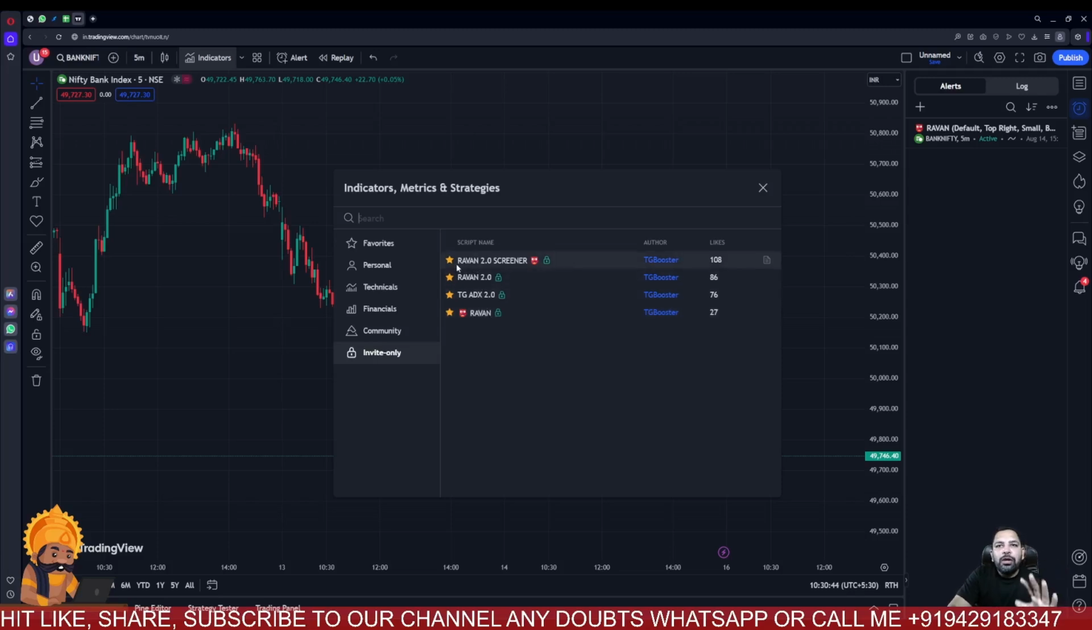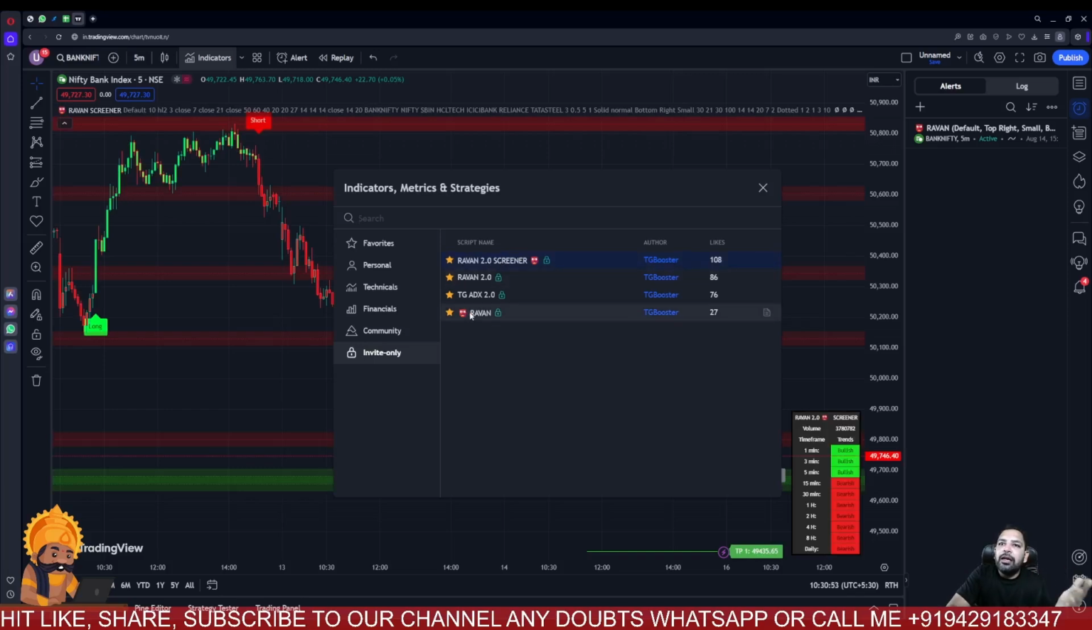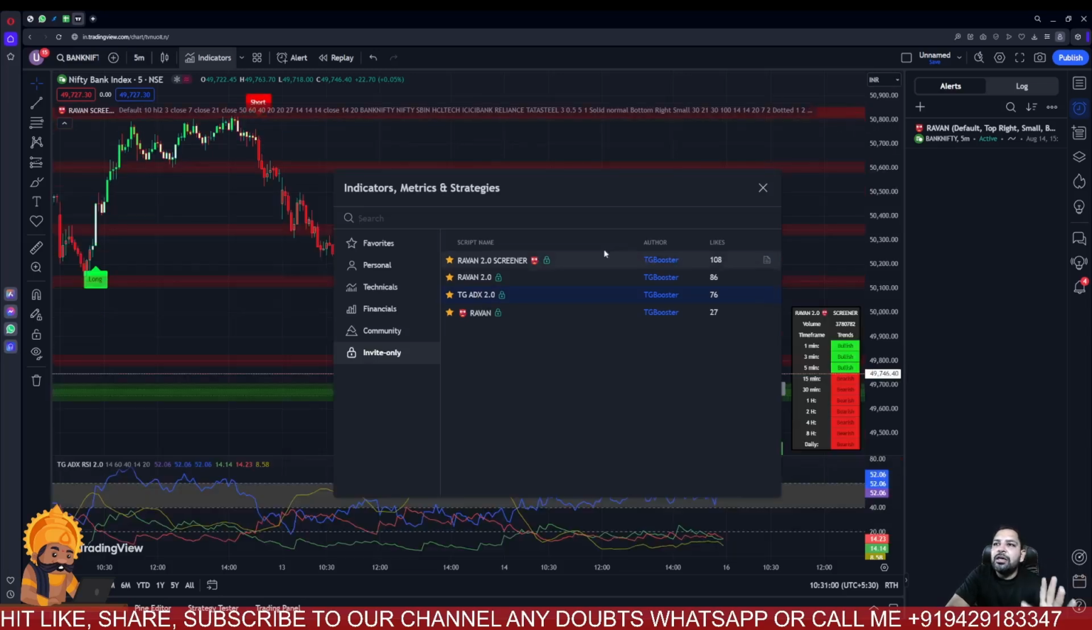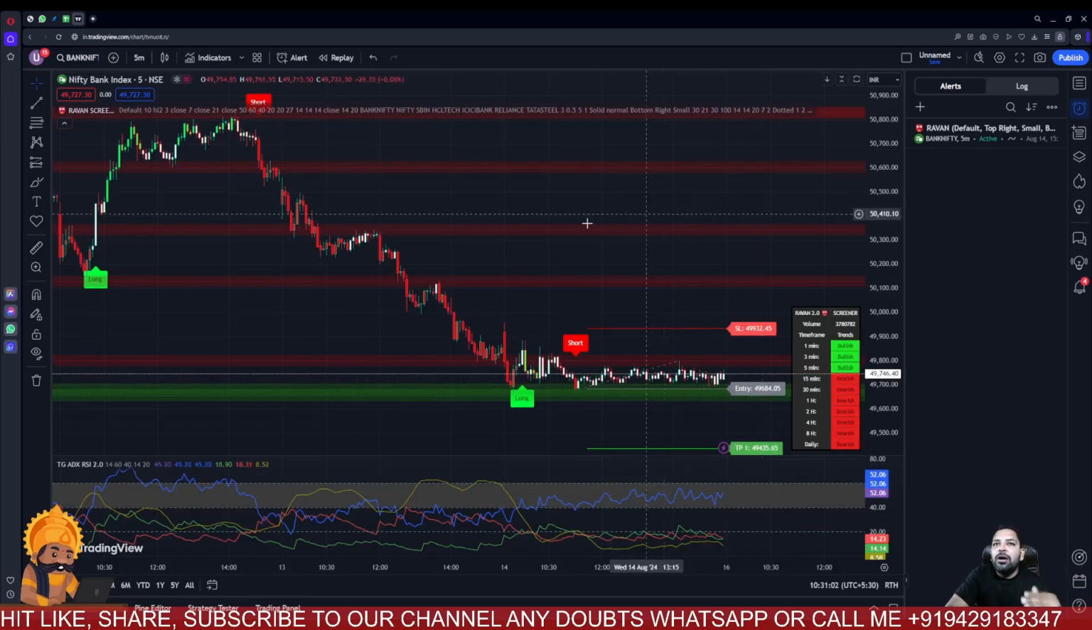So first, what are our main indicators which we have to use daily on the chart? That is the Ravan 2.0 Screener Indicator, this one. I will click on this. And the second last indicator, that is TG ADX. These two indicators are our main indicators which we will be using daily. And we'll discuss each and every feature of this specific indicator, how to use it, and how exactly it will help you for day-to-day trading, as well as swing trading, as well as positional trading. Please ignore the background voice, guys.